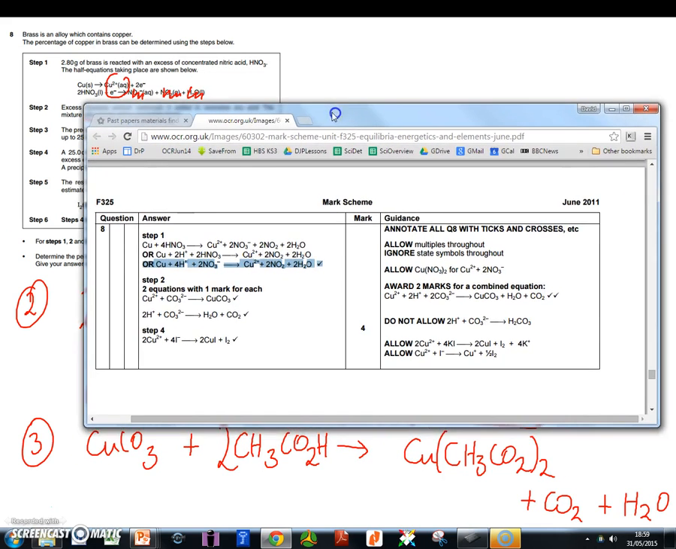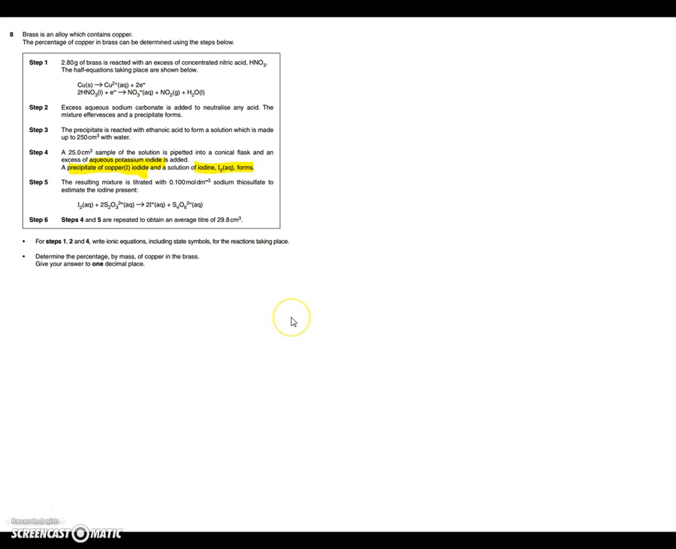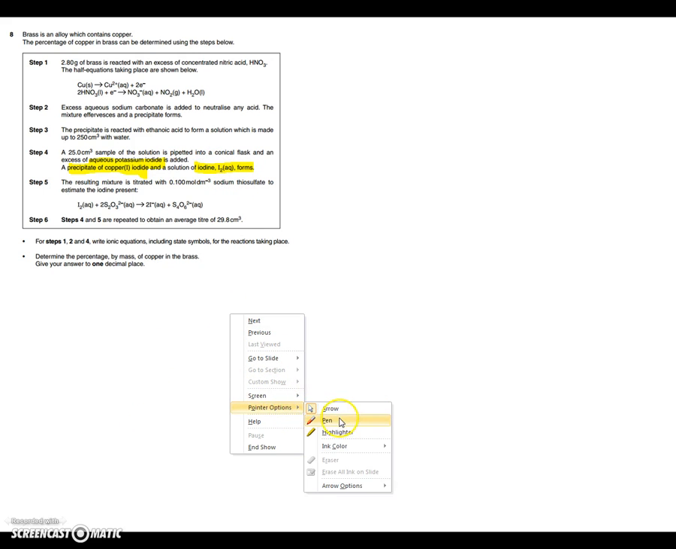If we just look at the mark scheme here, obviously step 2 is not asking for anything there, but it's worth thinking about that just so you know what's going on. So, okay, the last bit in terms of the ionic equations: we're taking some of our sample that we've reacted, we're adding potassium iodide, and we get a precipitate of copper iodide and iodine formed. So if we write out what we know, and then we need to balance it.